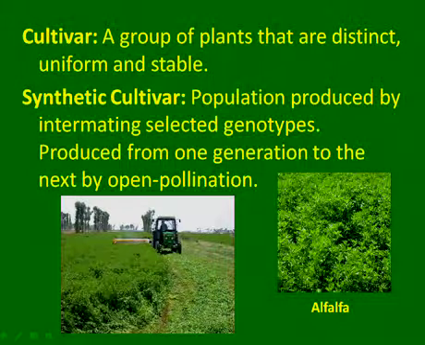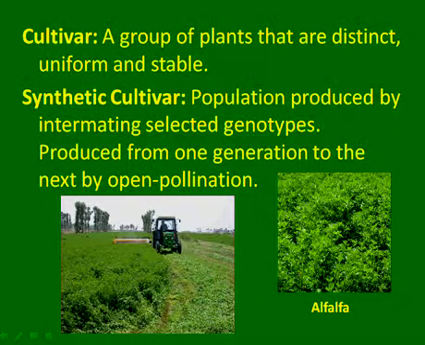A cultivar is a group of plants that are distinct, uniform, and stable. A synthetic cultivar is a population produced by intermating selected genotypes. This is produced from one generation to the next generation by open pollination. An example of a synthetic cultivar is alfalfa.